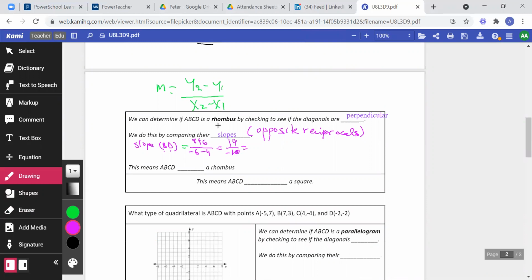We can keep it in fractional form. If you divide both numbers by 2, 14 divided by 2 is 7, and 10 divided by 2 is 5. So let's keep the minus in front. So this is the first number we got. Let's also find the slope of AC, the other diagonal.